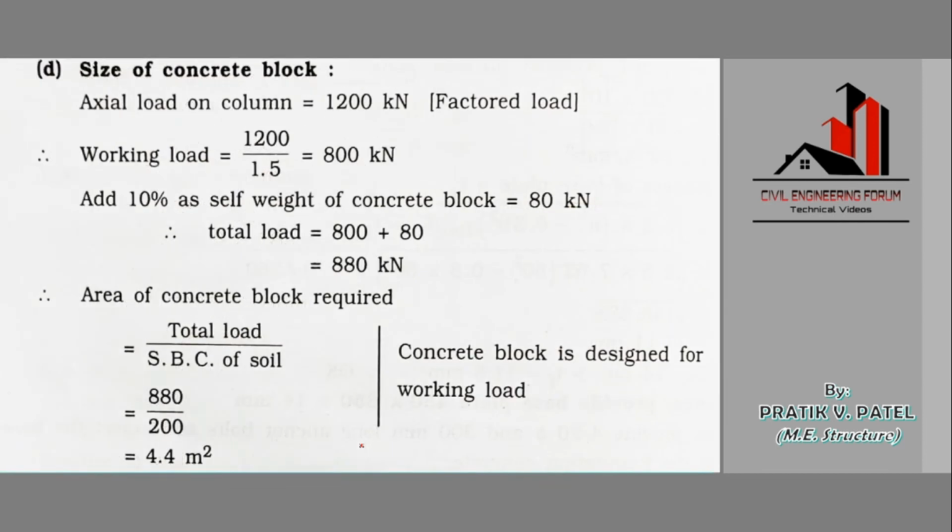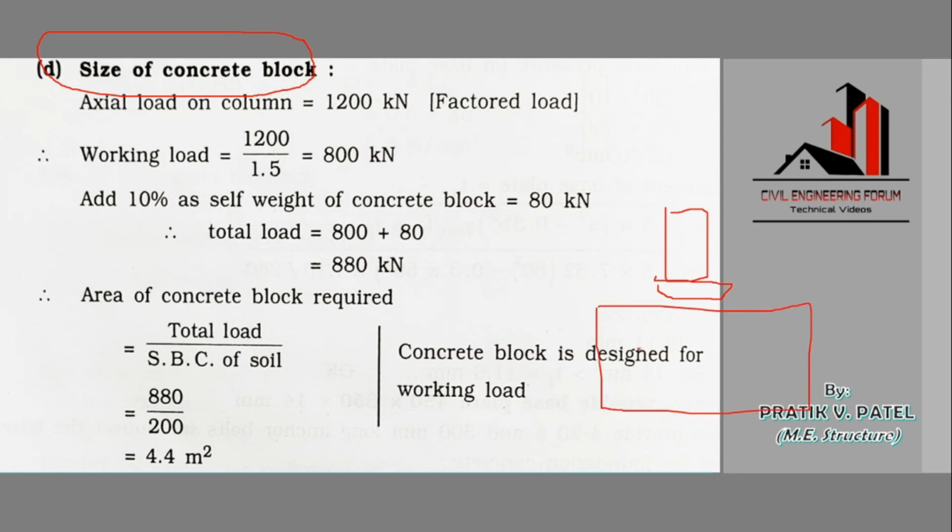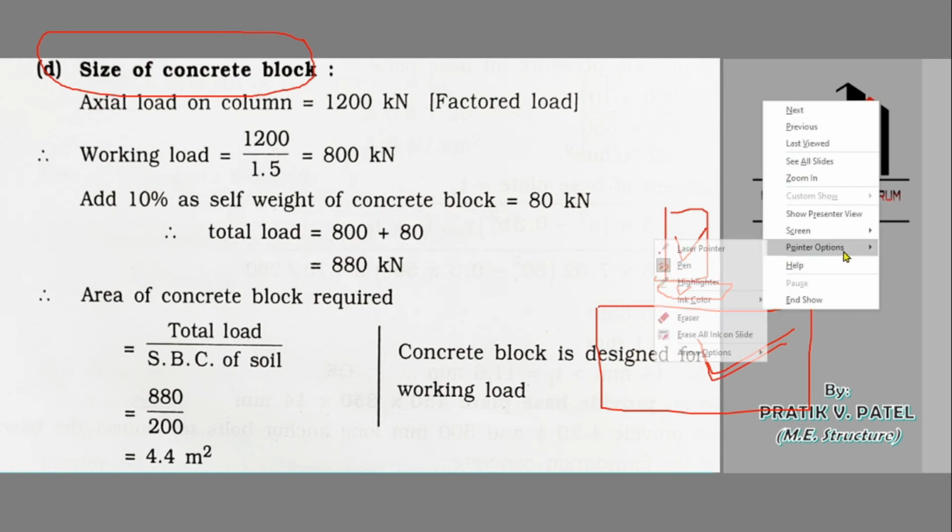Moving further, now we'll talk about the size of the concrete block. Now what size of concrete block is actually required below the base plate? At first we are having the column, below that we are having a base plate, and again below that we are having a concrete block. But we need to fix the dimensions of this. At first we just talked about column dimension, then we talk about base plate dimension, and now we are talking about this concrete block's dimension.